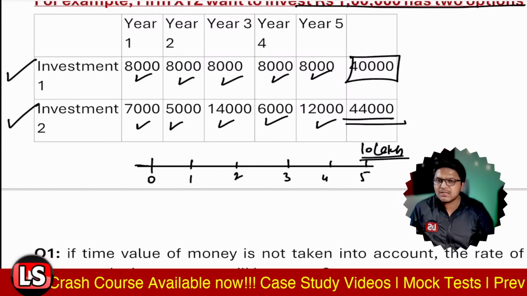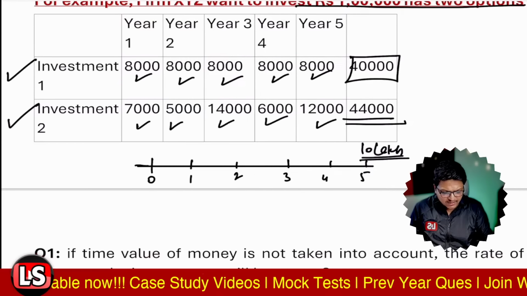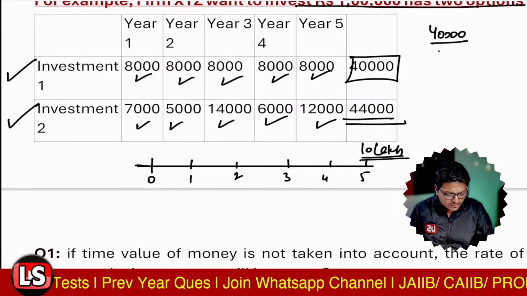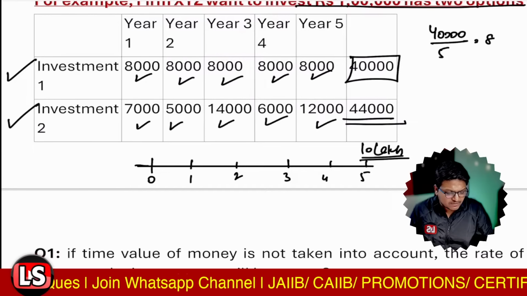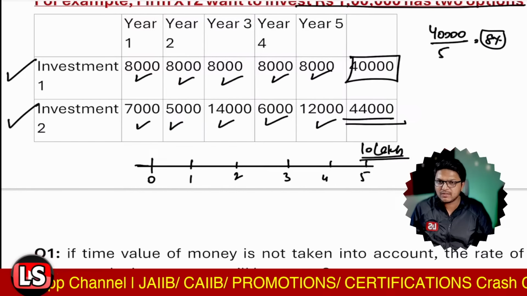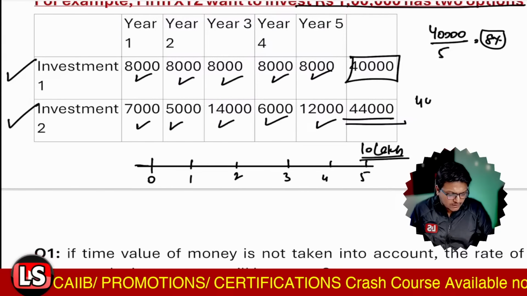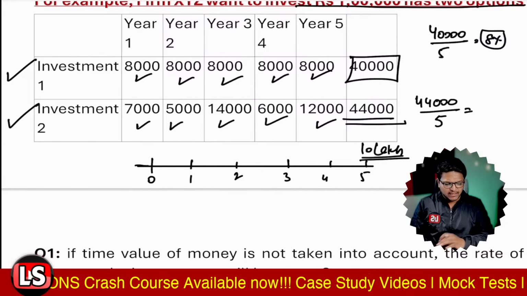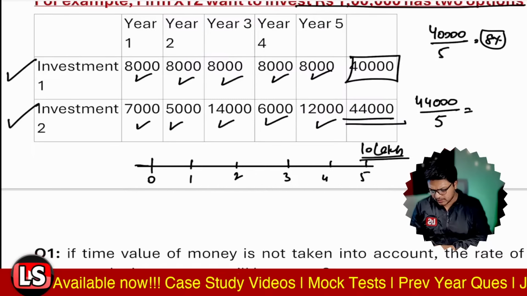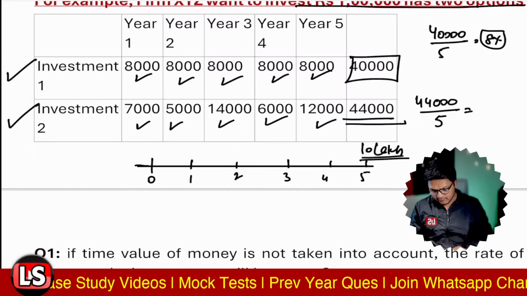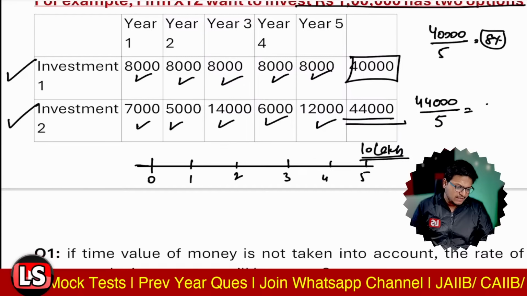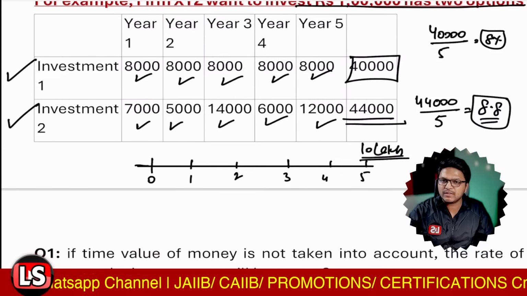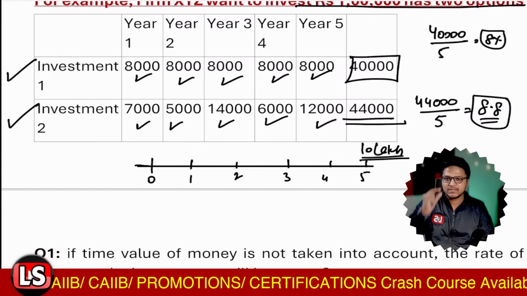And if you're not considering the time value of money, what will be the return in investment one? It will be 40,000, because you are getting 40,000, divided by 5 years, so it will be 8%. So 8% is the return you get when we are not considering the time value of money. In the second scenario, it will be 44,000 divided by 5. Let me use a simple calculator, it's quite easier. That will be equal to 8.8%, because we invested rupees 1 lakh. So it is 8.8% in the second scenario. Is that clear?